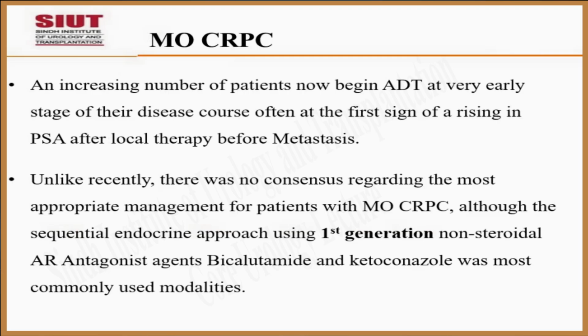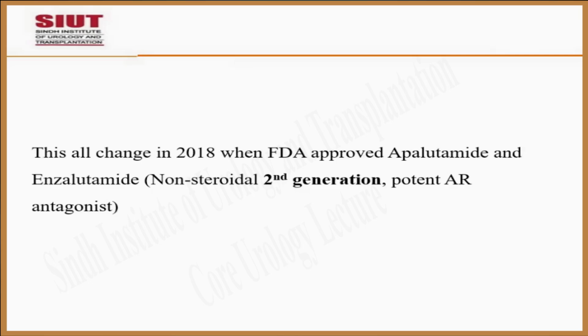If we talk about non-metastatic CRPC, an increasing number of patients now begin ADT at a very early stage of their disease course, often at the first sign of a rising PSA after local therapies, before metastasis. Until recently, there was no consensus regarding the most appropriate management for patients with non-metastatic CRPC, although sequential endocrine approaches using first-generation non-steroidal androgen receptor antagonist agents, bicalutamide and ketoconazole, were the most commonly used modalities. This all changed in 2018 when the FDA approved Abiraterone and Enzalutamide, non-steroidal second-generation potent androgen receptor antagonists.